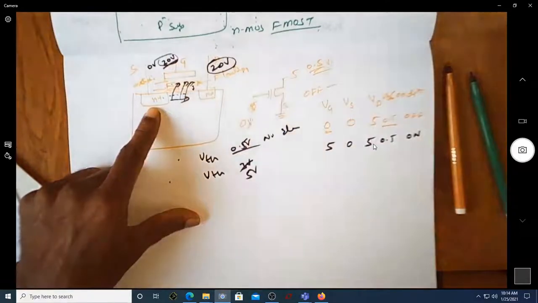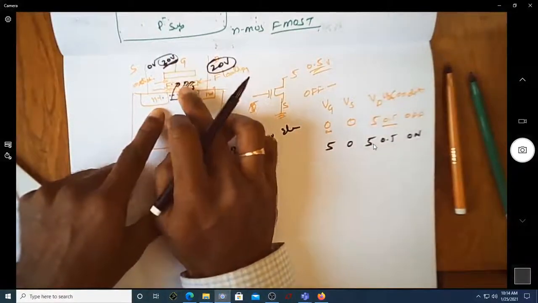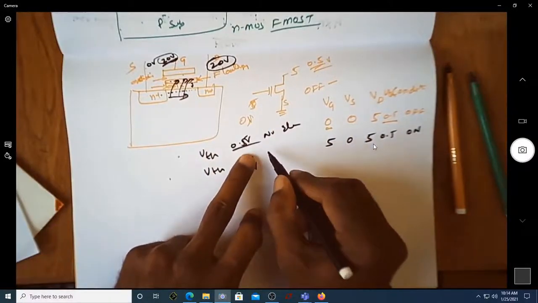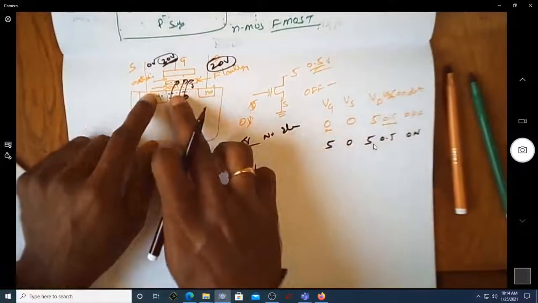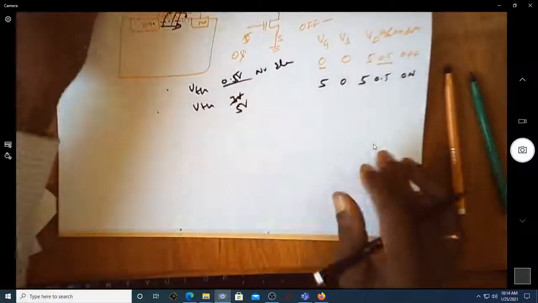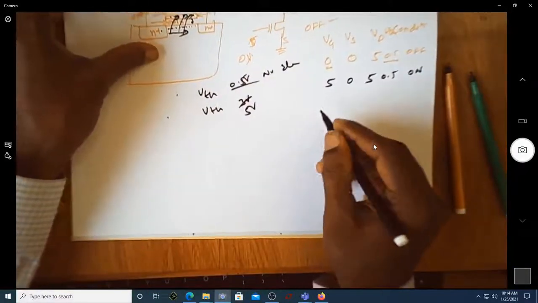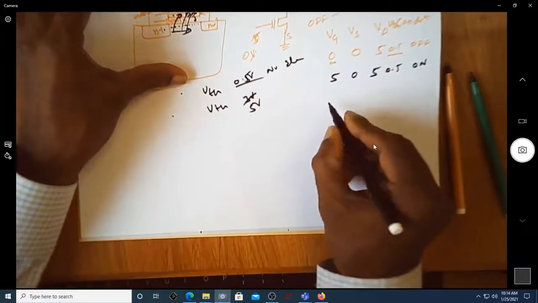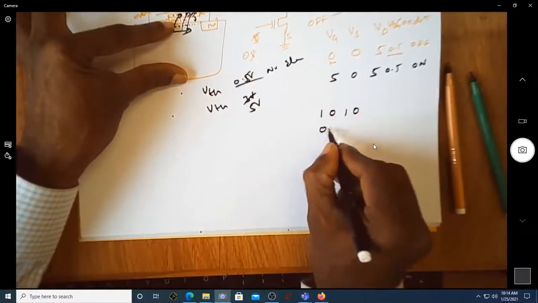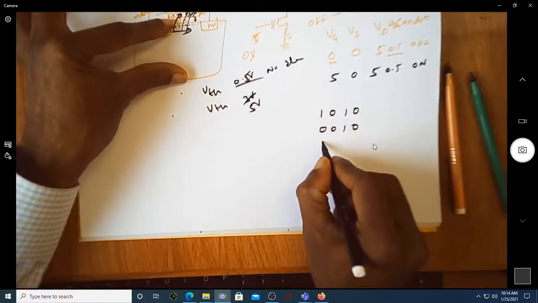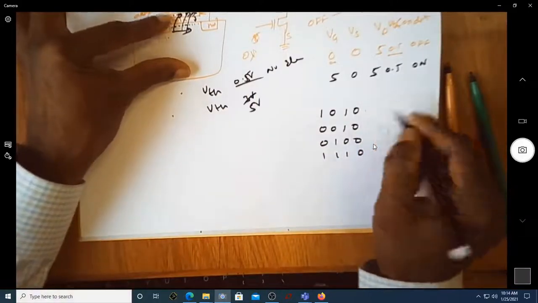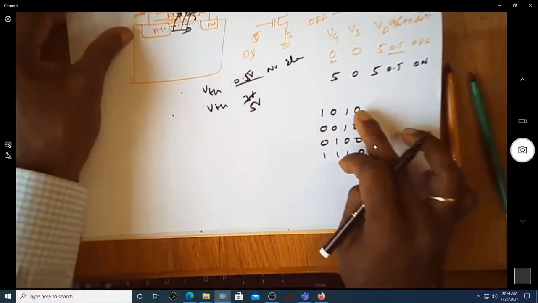In such case, the threshold voltage of this will be more. Assume that the threshold voltage has become 5 volt after the electrons are trapped and sitting in this floating gate charge. So what we'll do is we try to have the values 1 0 1 0, 0 1 0 0 1 0 0, and then 1 1 1 0 stored in different bit lines, different bit positions.